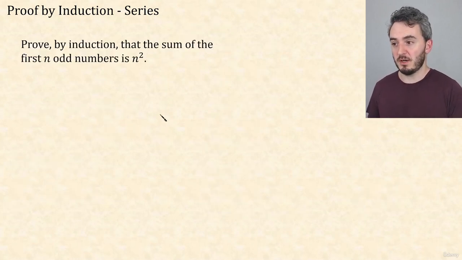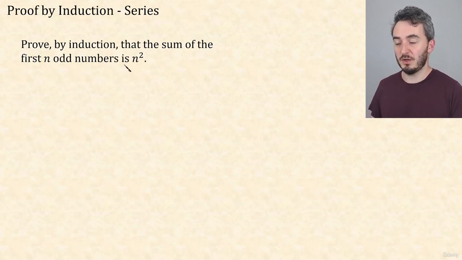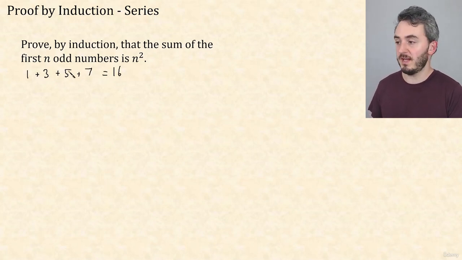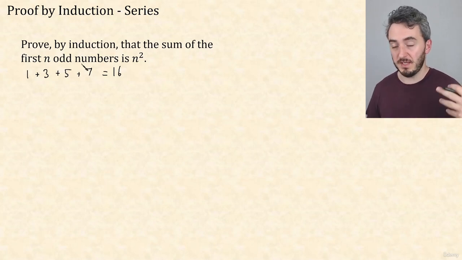So let's prove by induction that the sum of the first n odd numbers is n squared. So this is a nice result. If you start adding up odd numbers like 1 plus 3 plus 5 plus 7, let's stop there, add all those up, lo and behold, you get 16, which is 4 squared. 1, 2, 3, 4. The sum of the first 4 odd numbers is 4 squared.